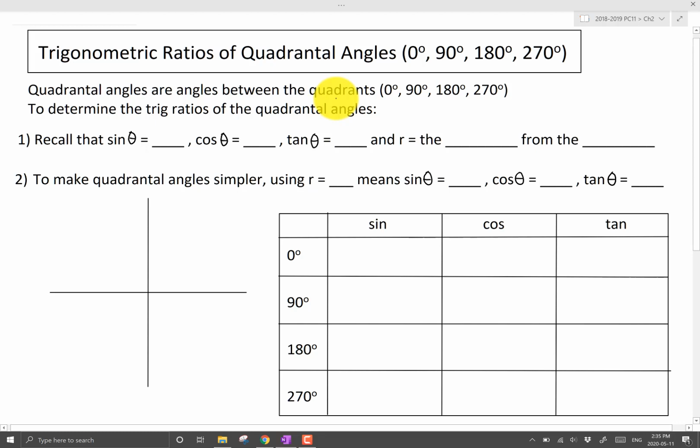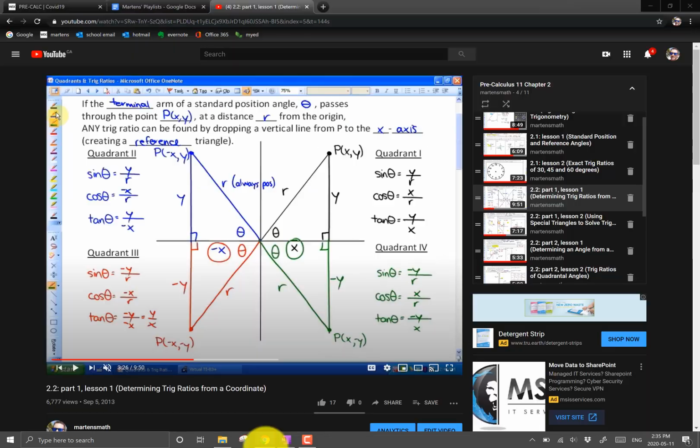So to determine the trig ratios of the quadrantal angles, what we're going to recall is from a previous lesson, and I'm just going to show you that lesson right now. What we learned in all of these cases when we came up with these ratios is that sine is always the ratio of the y-coordinate over r, and r was the distance from the origin to the point. Cos was the x-coordinate over r, and tan was the y over the x-coordinate. Regardless of the quadrant that you're in, that is the case.